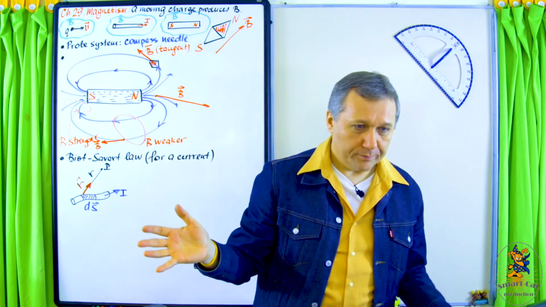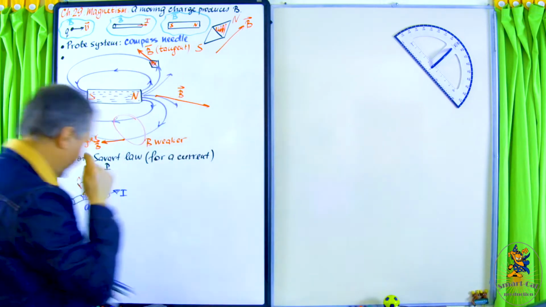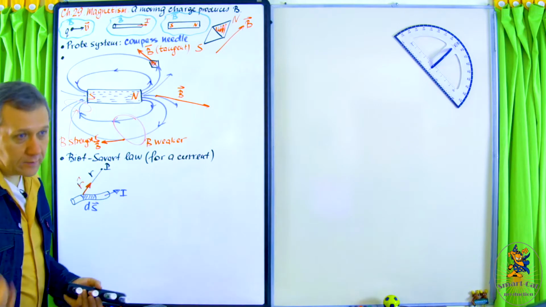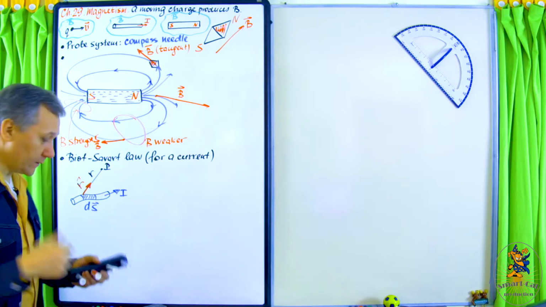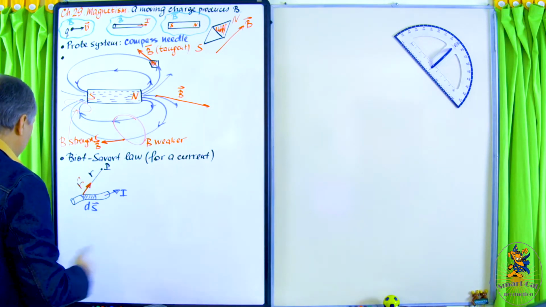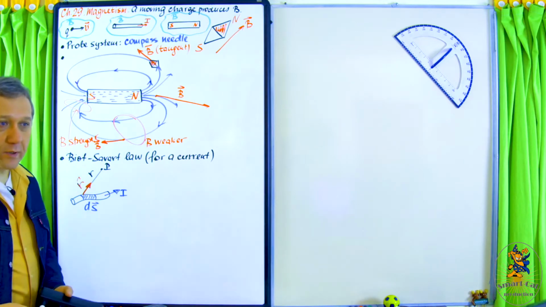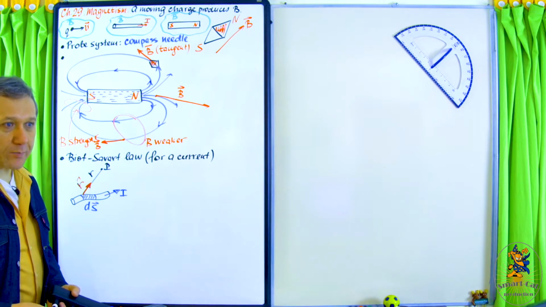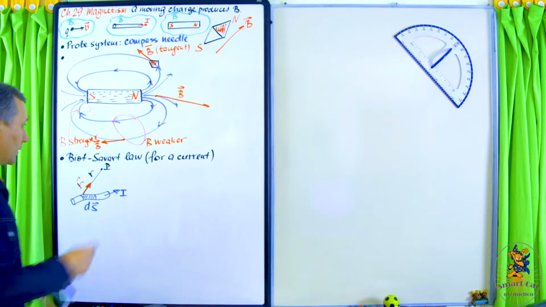That's the only role. It gives us a direction. The magnitude of r hat is 1 all the time. You remember, unit vector. So what else? I guess that's it. So after this, we can write down the expression, that fundamental law.